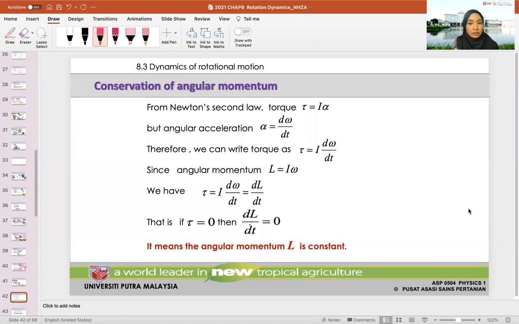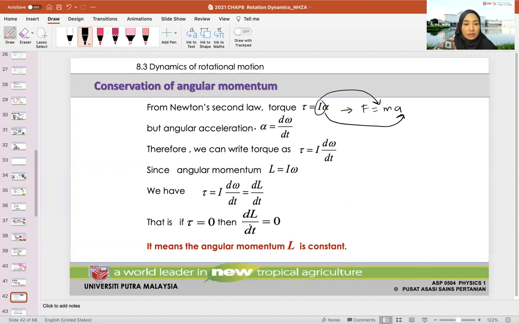From Newton's second law, torque is given as torque equals I alpha. This would surprise you, because Newton's second law that we've learned so far is F equals ma. But for a rotating rigid body, Newton's second law is torque equals I alpha. So you can relate it to F equals ma, where I is your m and alpha is your a. This is based on Newton's second law, even though it doesn't look like it.